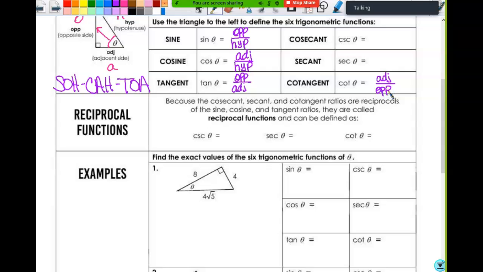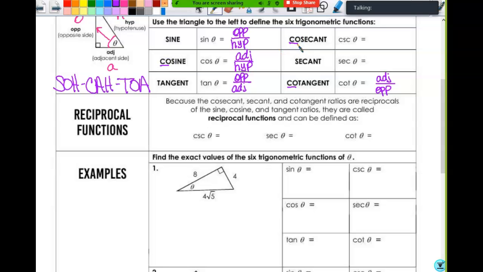But clearly, sine and cosine are not reciprocals of each other, right? Doesn't work that way. But sine and cosecant are reciprocals, and cosine and secant are reciprocals. If you notice, every pair of reciprocals only has one co-name in it. That's how you can keep them straight, okay?